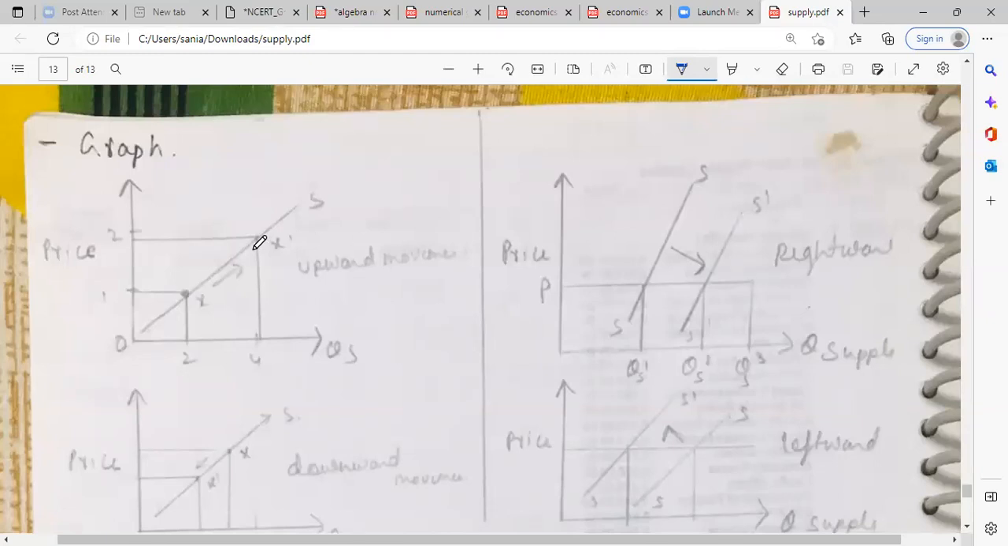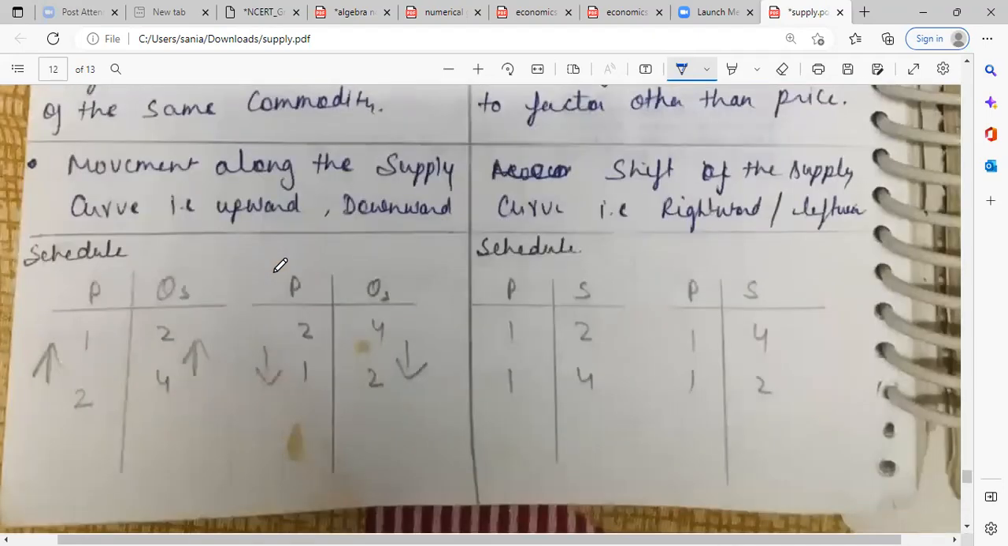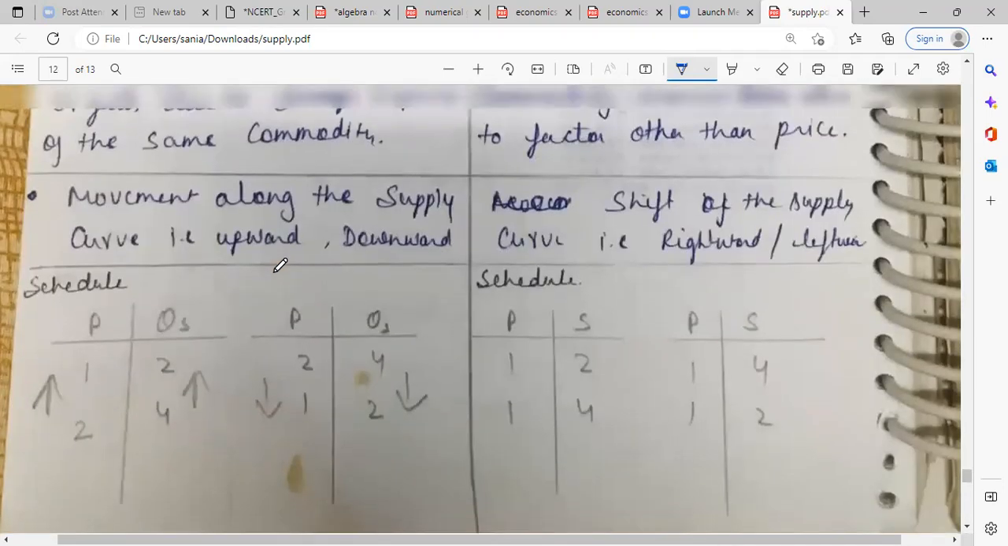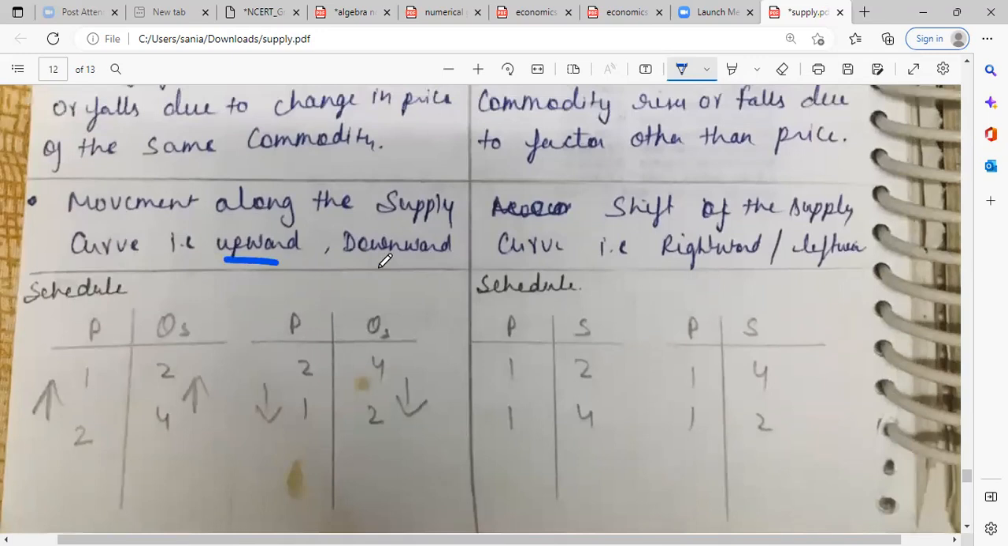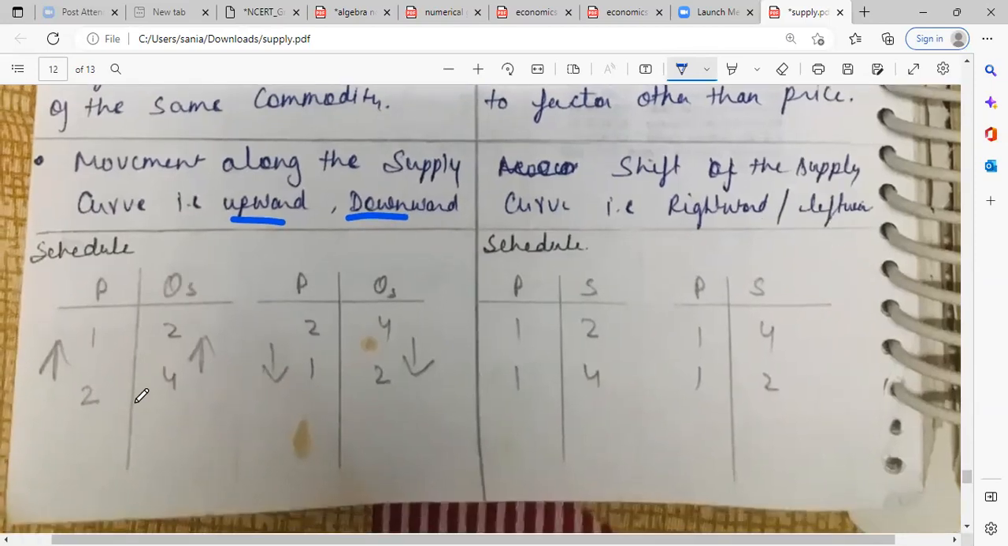But rotation, or you can say movement, is basically from the first floor to the second floor, you shifted like this. Okay? So when there is a change due to price, there will always be a movement, upward or downward, also known as rotation. But when factors other than price affect your supply, it will be a rightward shift or a leftward shift.